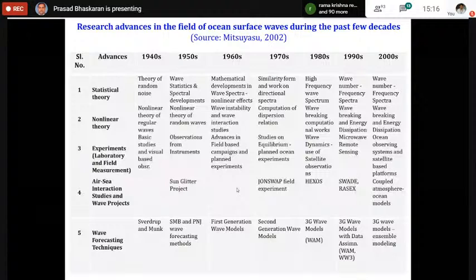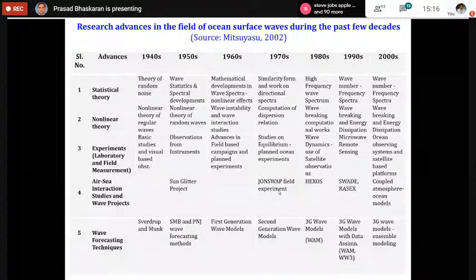I'll be talking about that actually after some time, how the wave spectrum basically dynamically changes with time. So one of the popular experiments was called the JONSWAP. This was done in the year 1973. JONSWAP basically stands for the Joint North Sea Wave Project.